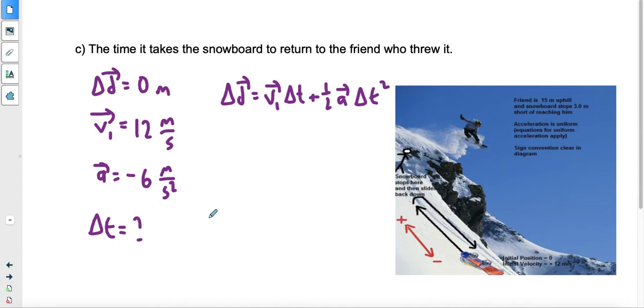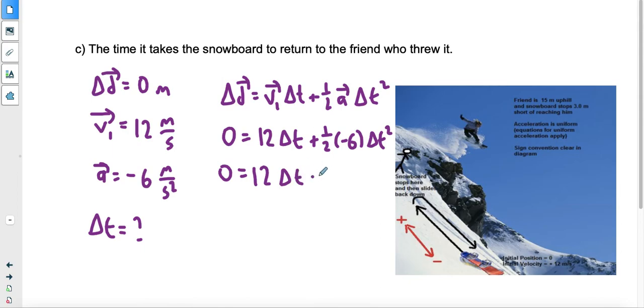And now let's plug everything in. So we know the displacement is going to be 0. We know the initial velocity is 12. We know the acceleration, that's -6. And we're trying to find the time. Okay, half of -6, that's -3. Okay, now we just want to solve this equation for t.